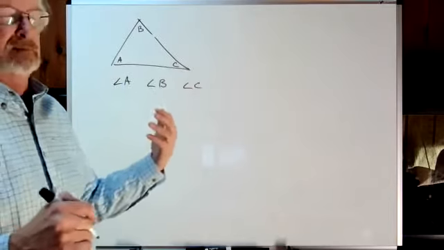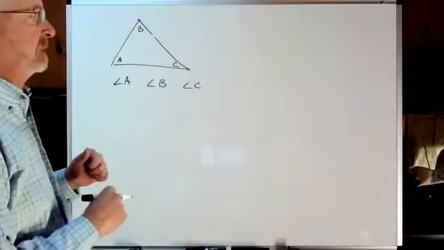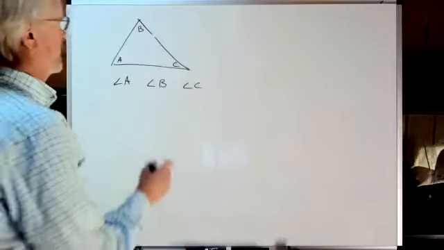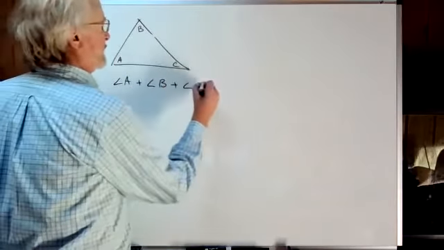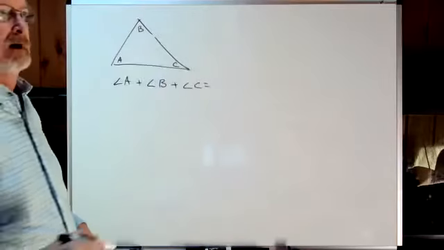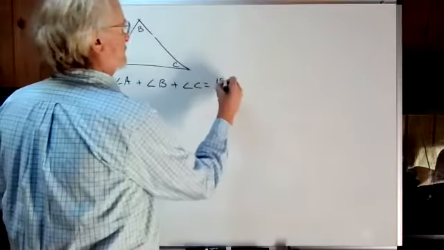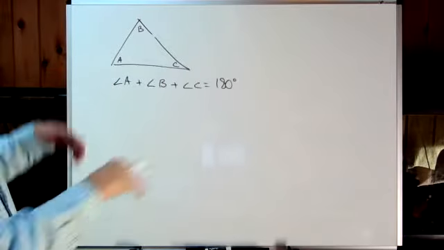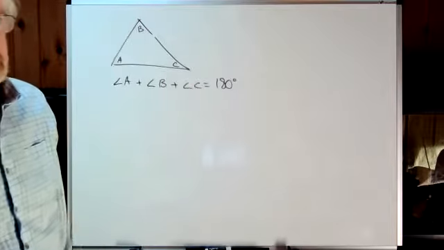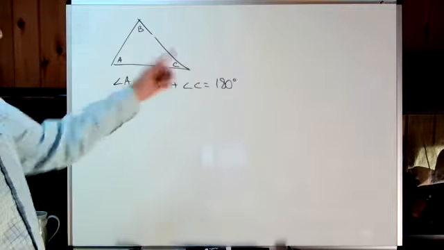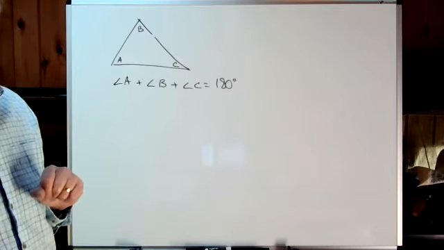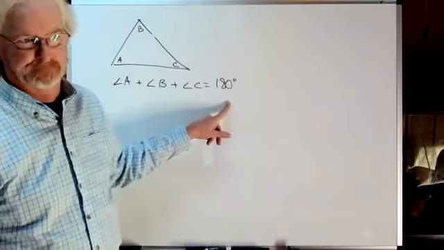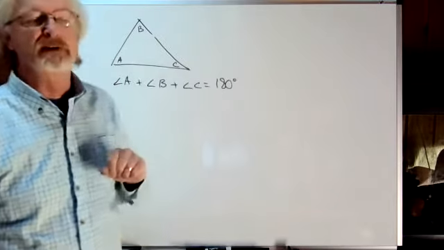Well, these problems are based on a given value for any triangle. Those 3 angles always add up to 180 degrees. No matter how long, skinny, whatever your triangle is, the 3 angles will always add up to 180 degrees. So we always know the total. Okay? We always know the total.